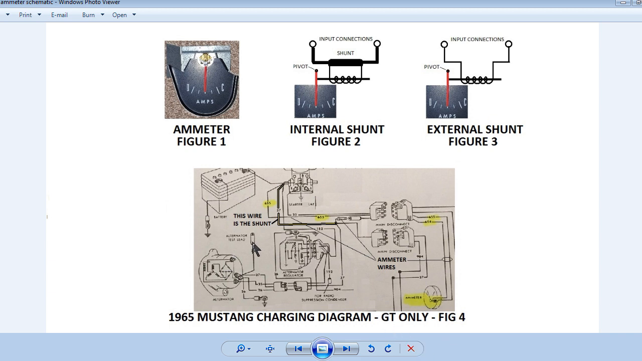Figure 4 is an excerpt of the Ford ignition, starting and charging GT-only diagram. Notice the wire that is used for the shunt. Refer to the wiring diagrams for your particular model to locate the shunt wire. Generally, it will be between the alternator output terminal and the starter relay battery terminal.